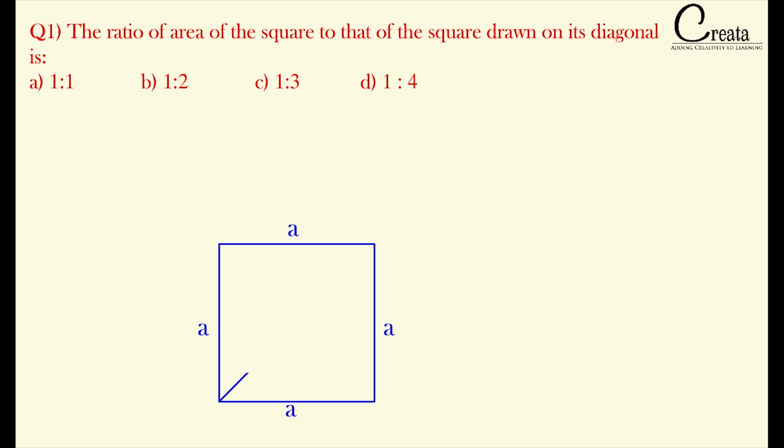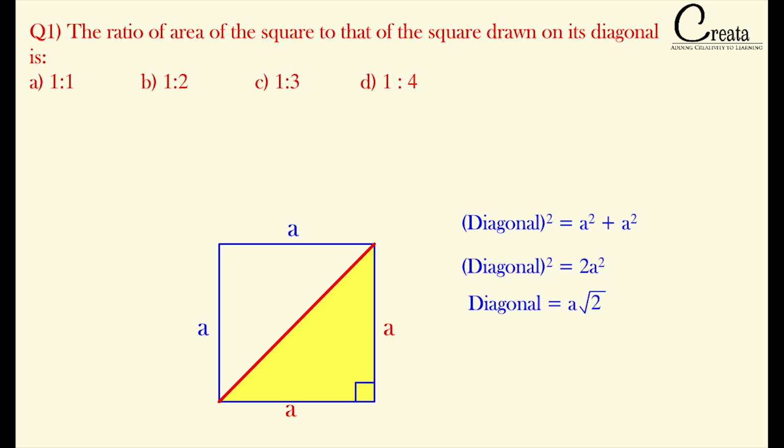Let's draw the diagonal to this square. We know all the four angles of a square are 90-degree angles, means this triangle will be a right angle triangle. Two sides of this triangle we know as A. We can find the third side, that is diagonal of this square, by using the Pythagoras theorem. We got diagonal square is equal to A square plus A square. On solving, we got diagonal as A root 2.